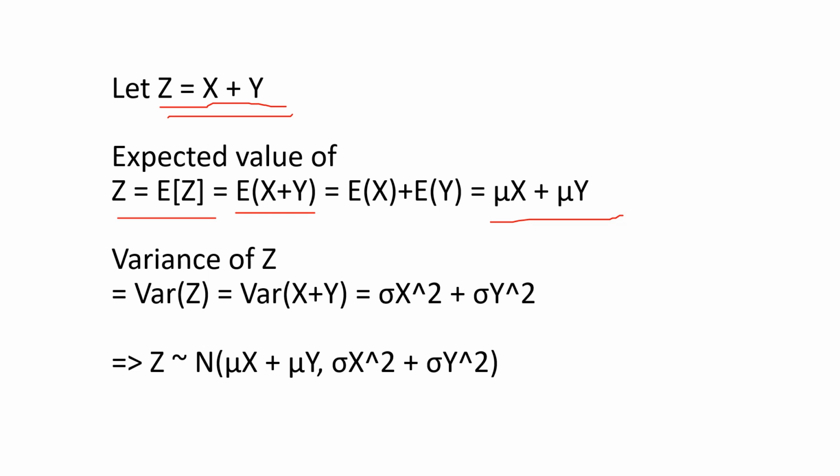Similarly, the variance of z would be the variance of x plus the variance of y, since we are given that x and y are independent. So we get z is a normal random variable with mean mu x plus mu y and variance sigma x squared plus sigma y squared.